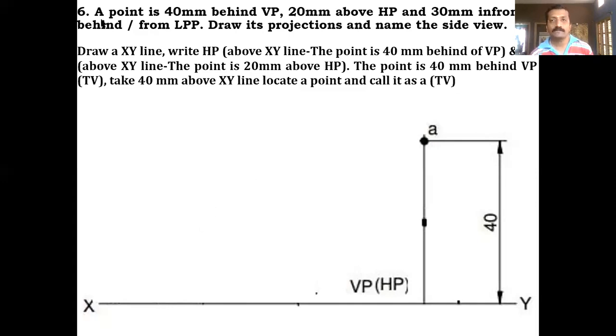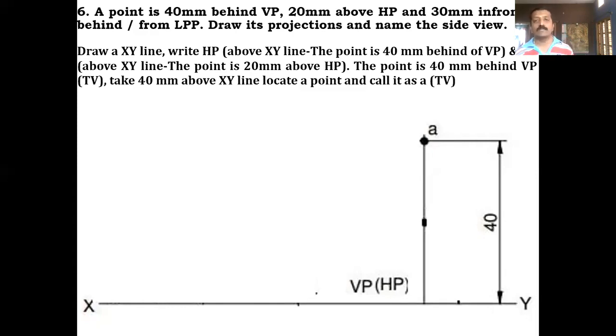A point, correct, second quadrant. Some of you gave the answer. Good. Let me read the first sentence. A point is 40 millimeter behind VP. Behind VP is the top view information. Behind VP, while drawing the projection, it should come above the XY line. So I'll draw an XY line. Since it is a second quadrant problem, both HP and VP I can draw above the XY line. So I'll take 40 millimeter above the XY line, draw a horizontal projector line, locate any one point, and call it A because it's a top view.